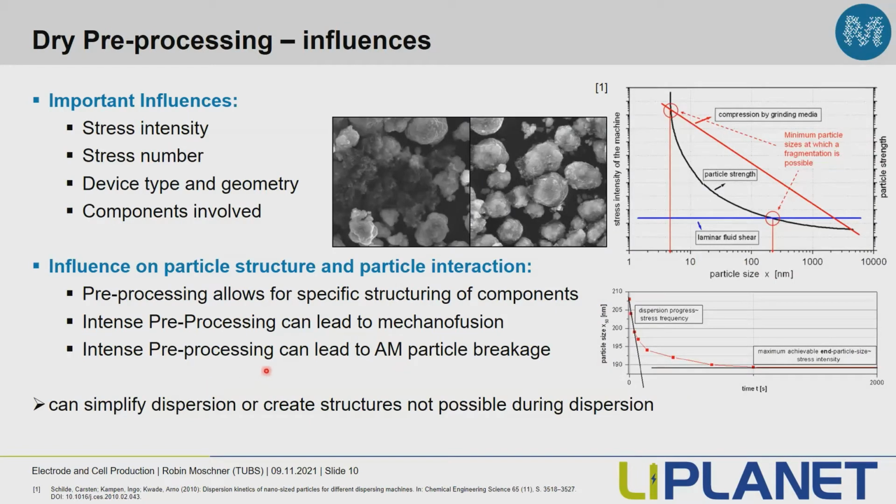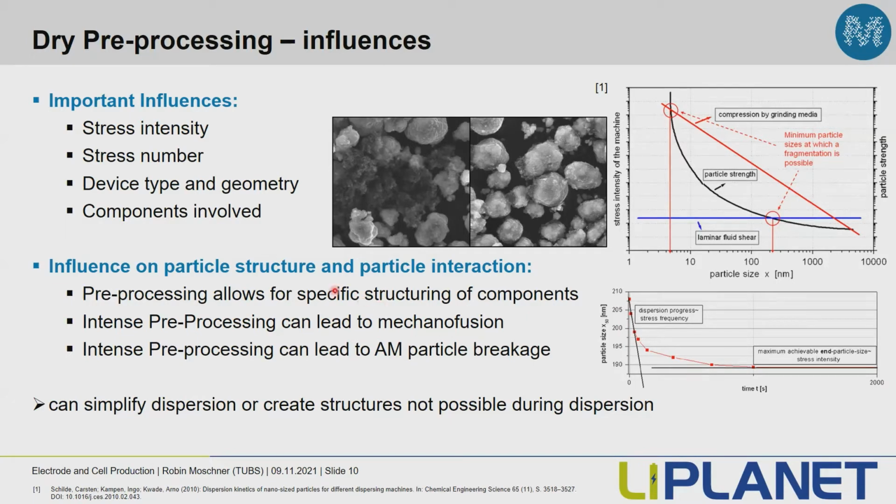The dry pre-processing mixes powder components before we do the wet mixing slurry production step. Important influences during this process step are stress intensity and number, the device type we use, the geometry, as well as the components involved. As you see in this diagram, when we increase the stress intensity, the possible particle size we can achieve gets smaller and smaller. And also for increasing dispersion time, the particle size drops.